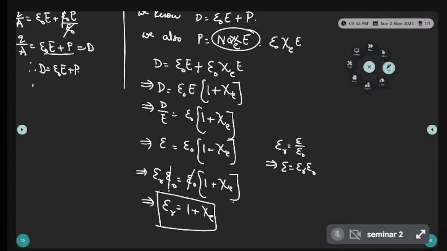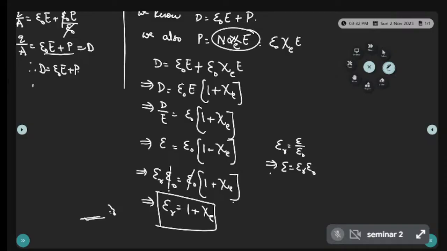1 plus psi. This is the relation between relative permittivity and electric susceptibility. So this equation and the previous equation are important for solving problems. Here, if relative permittivity is given, you can find electric susceptibility. If electric susceptibility is given, you can find relative permittivity. And if you know relative permittivity, we can also find the permittivity of a medium. Yes or no? They are interrelated.